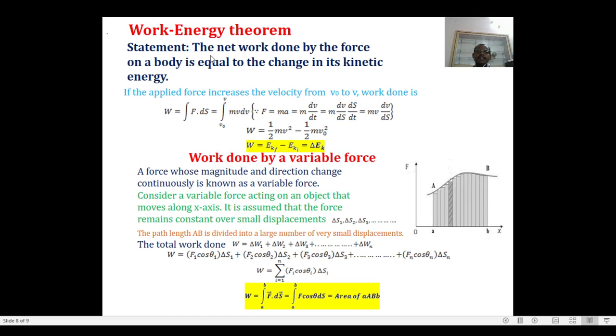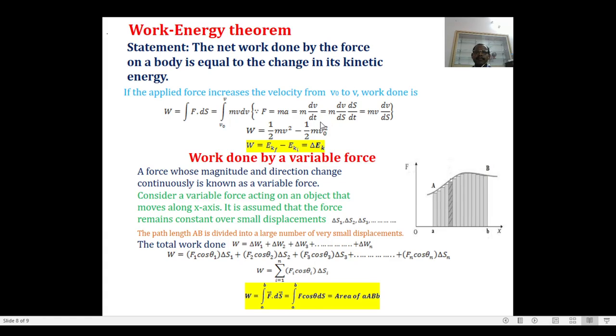Work energy theorem statement: the net work done by the force on a body is equal to the change in its kinetic energy. If the applied force increases the velocity from v0 to v, work done W is equal to the integral of F dot ds. Now, you can also change force as F is equal to ma. This is equal to m into acceleration, which is the rate of change of velocity, so dv by dt.